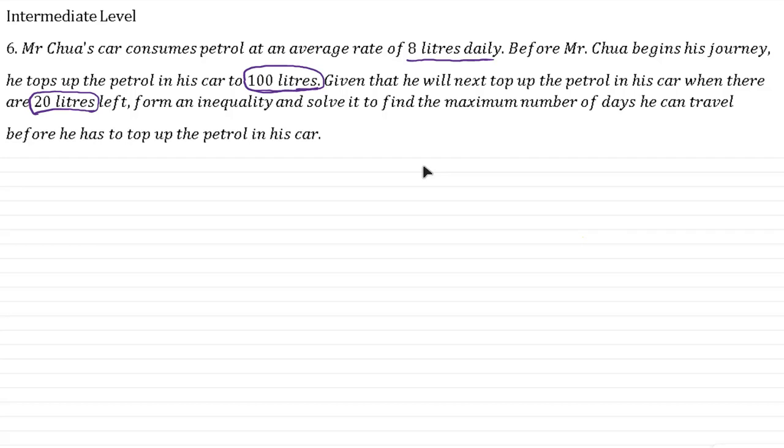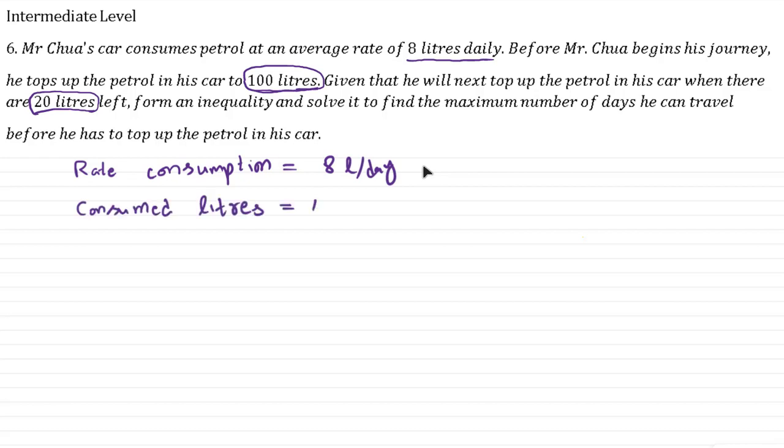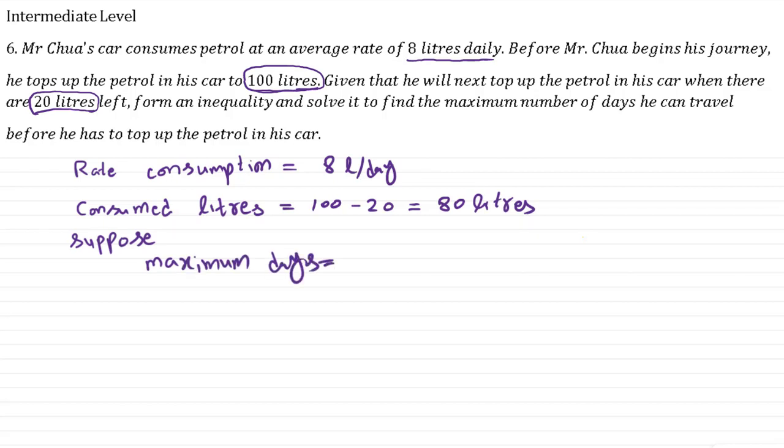As the consumption is 8 liters per day, so we will find in how many days he will consume 80 liters. Rate of consumption is 8 liters per day. Consumed liters will be equal to 100 minus 20 is equal to 80 liters. Suppose maximum days is equal to x.